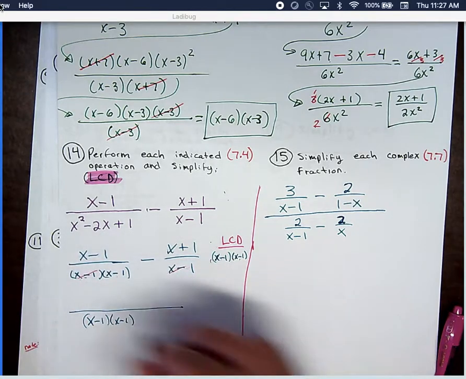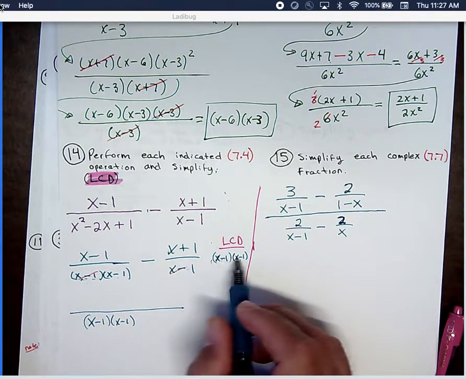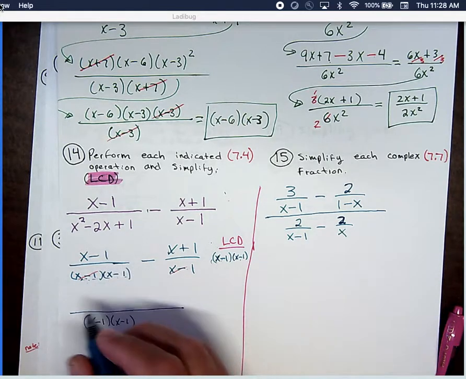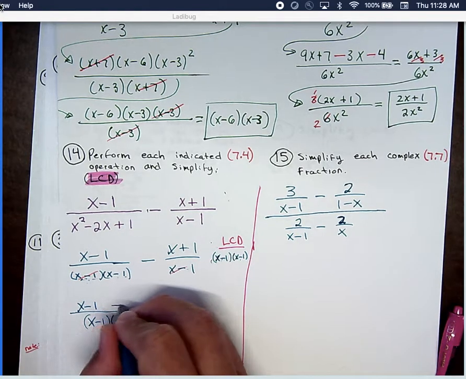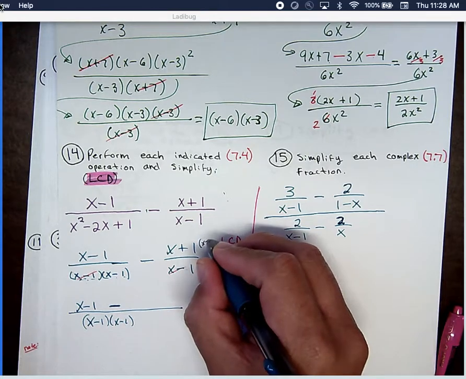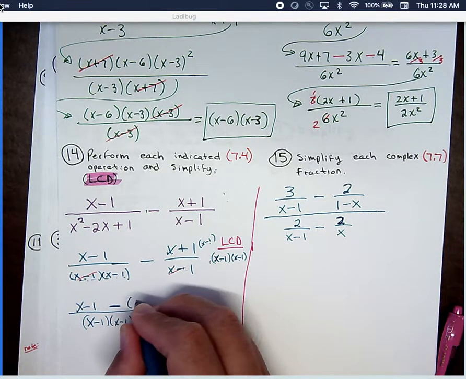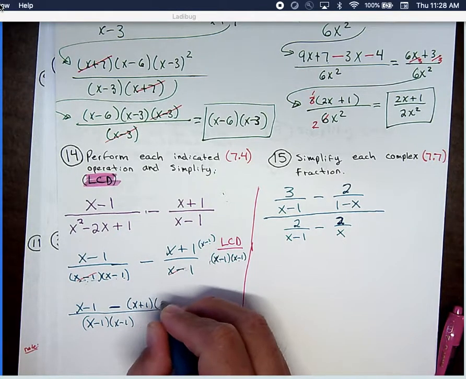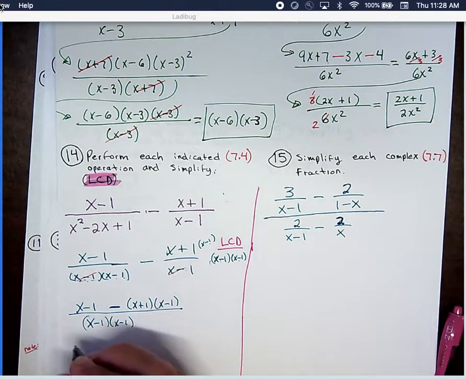Now each term we're going to have to adjust. That one has all of the LCD, nothing's missing from this one. So that one stays the same, x minus 1, minus. Then from here we're missing 1 x minus 1. So this side is going to have x plus 1, x minus 1.